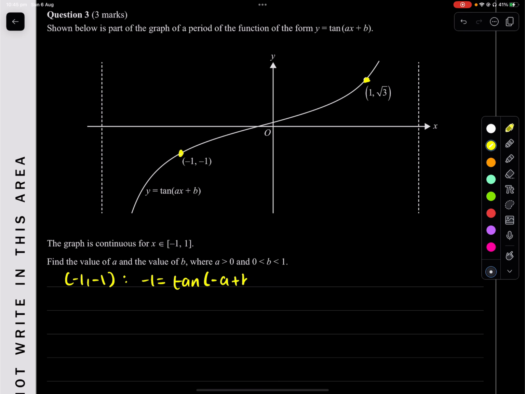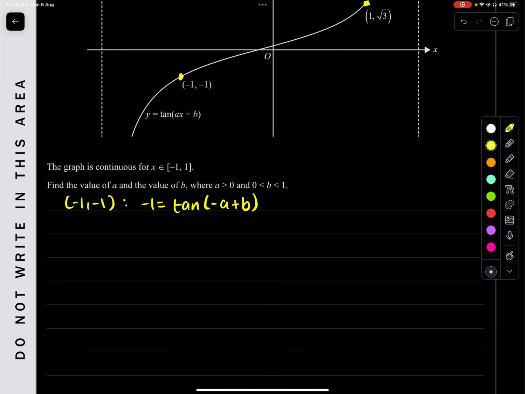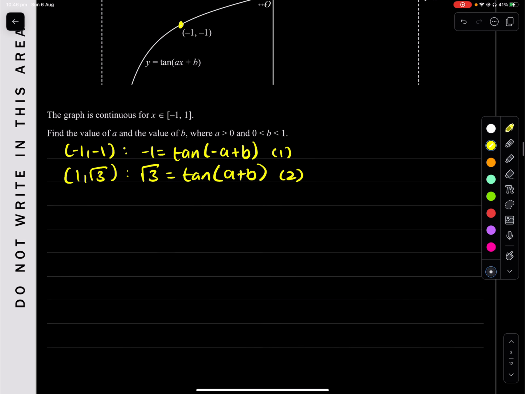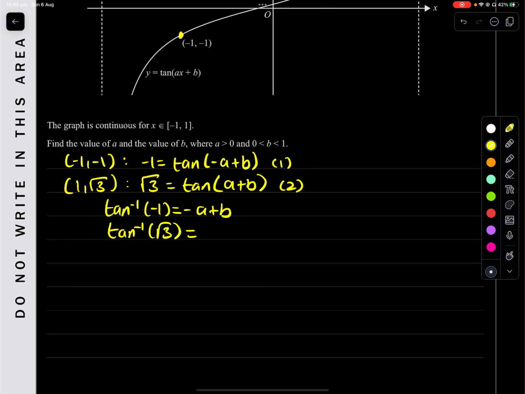10 negative a plus b. Okay, so inverse that. This is your first equation. Your second equation is tan a plus b equals √3. Let's just make a and b. So tan inverse of -1 equals -a plus b, and we know that tan inverse of √3 is equal to a plus b.